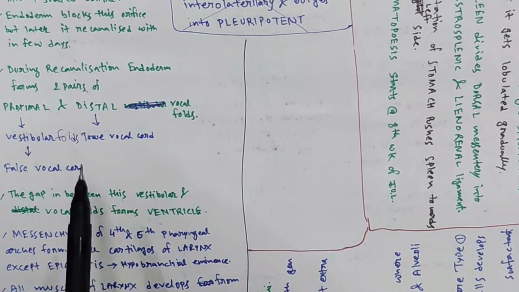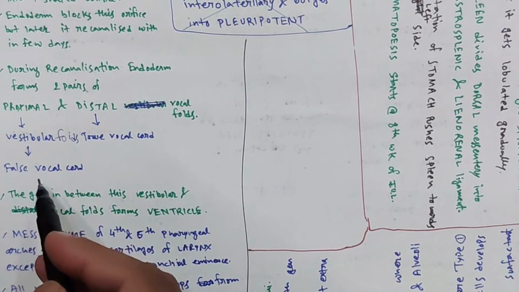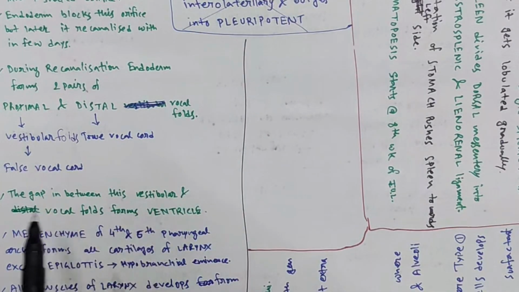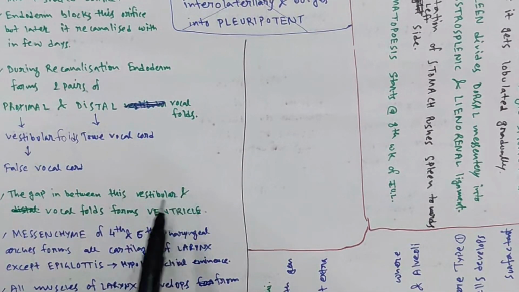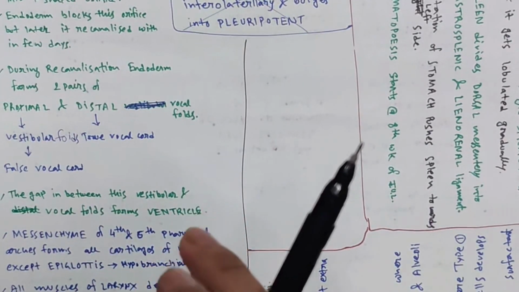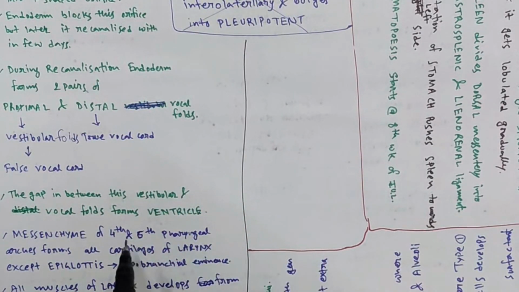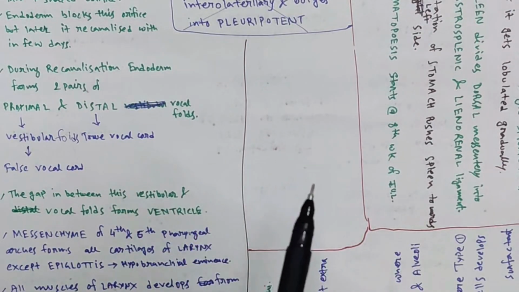So what is vocal cord? I talked about these things in my anatomy videos. You can check those. Now the gap area in between this vestibular fold and the vocal fold ultimately forms the ventricle of larynx. So what is ventricle of larynx? You already know about it from the anatomy videos.